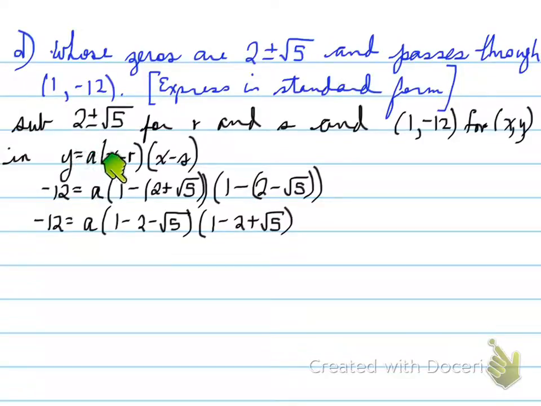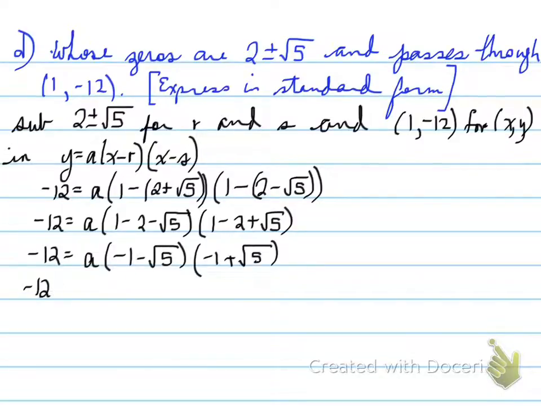So what I want you to do is take 1 minus 2 minus root 5. That's what I did, I expanded that. And 1 minus 2 plus root 5, because the minus and the minus make a plus. And I want you to simplify that, so that you get minus 1 minus root 5 and minus 1 plus root 5. Where did that come from?